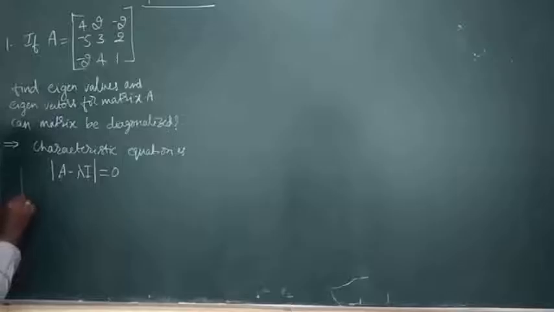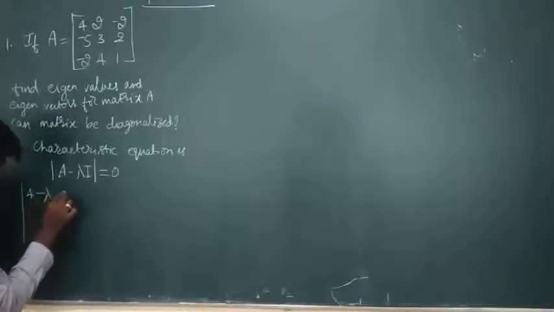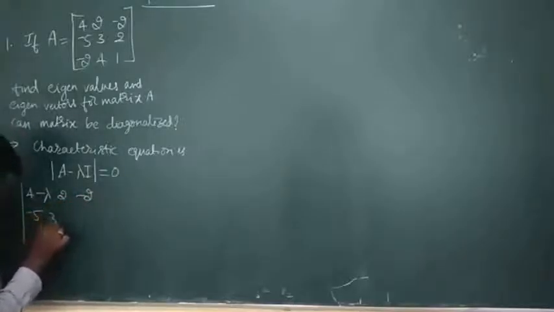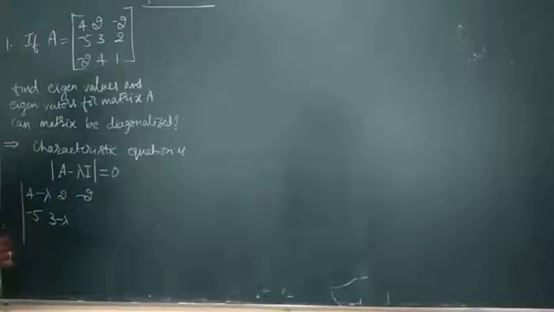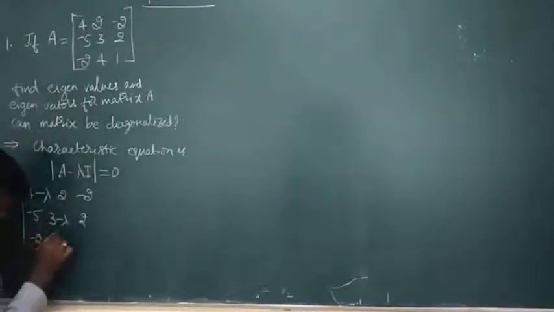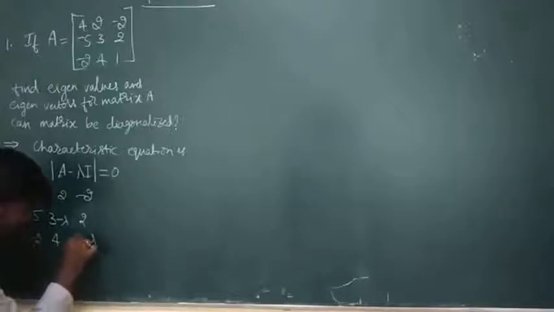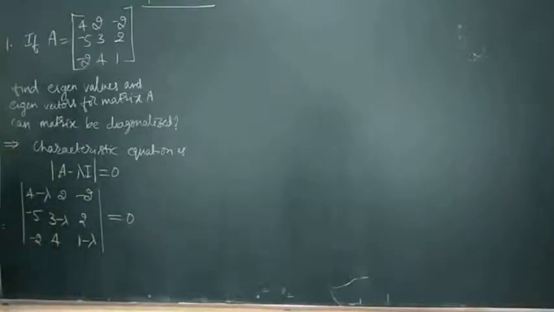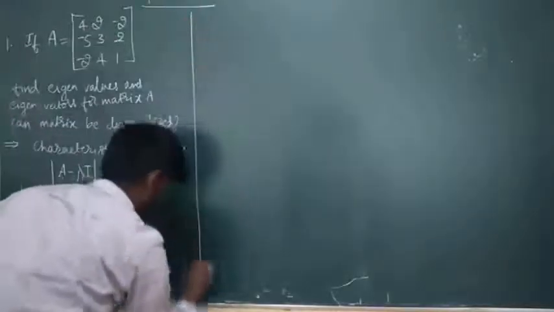We get the determinant of [4 minus lambda, 2, minus 2; minus 5, 3 minus lambda, 2; minus 2, 4, 1 minus lambda], which is equal to 0. Okay, we solve. By solving this determinant, we get the eigenvalues.